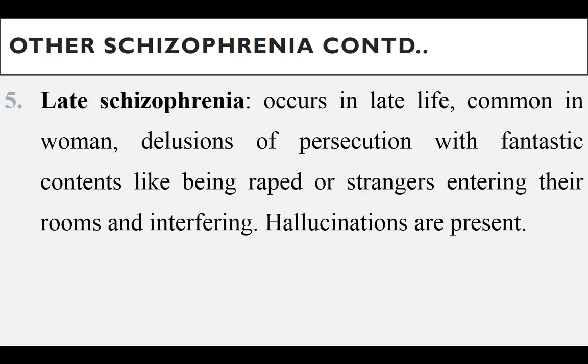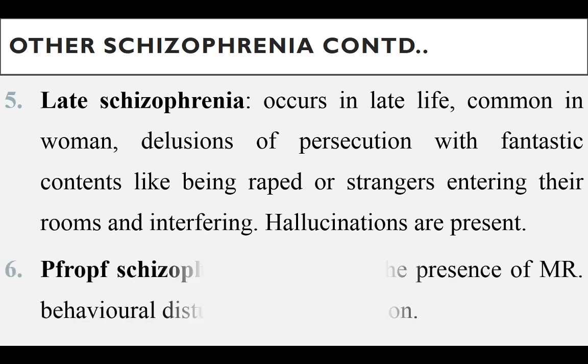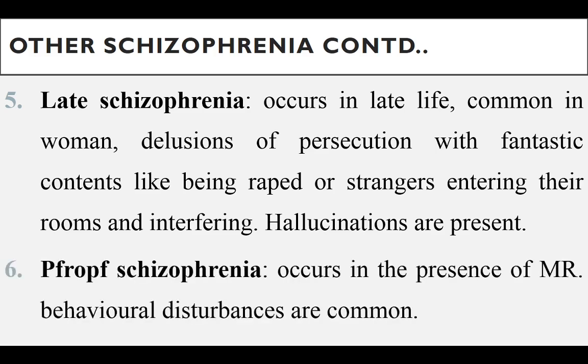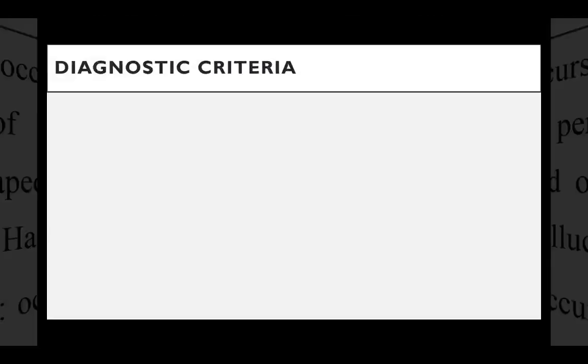Now, late schizophrenia occurs in late life, common in women. Delusion of persecution with fantastic contents like being raped or strangers entering their rooms and interfering. Okay, hallucinations are present. Then, Rove schizophrenia occurs in the presence of MR, and behavioral disturbances are common.